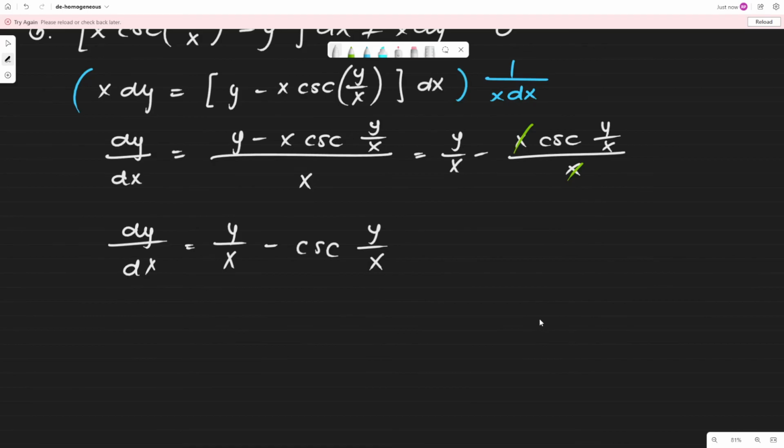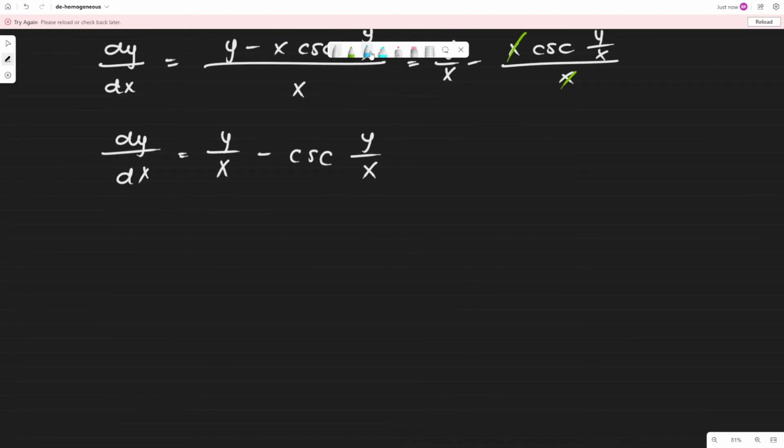Okay, so let us substitute. We have v is equal to y over x. I'm not putting 1 over v because we don't have an x over y. So I can go straight to y prime. I presume you already know that y is equal to xv, or vx. So y prime is equal to v plus xv prime. Okay, so we will have v plus xv prime is equal to v minus cosecant v.